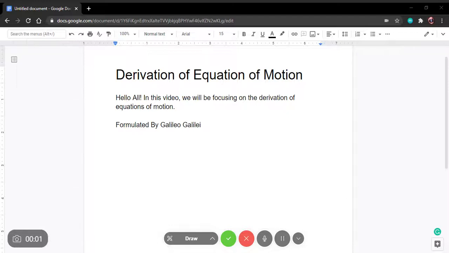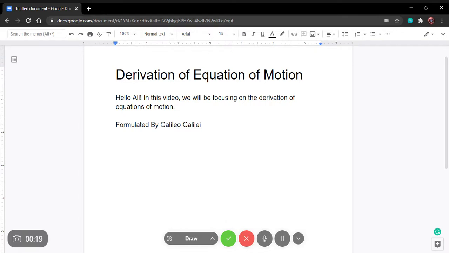Hello all, in this video we'll be focusing on the derivation of equations of motion. Before deriving the equations of motion, let's take a brief account of what the equations of motion are. Galileo Galilei formulated three equations of motion of uniform accelerated motion.